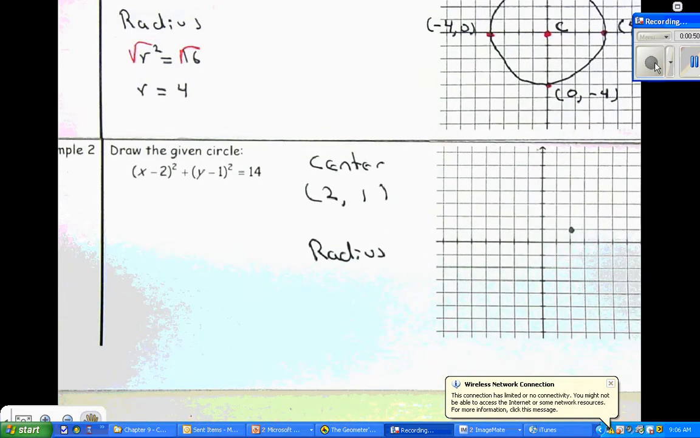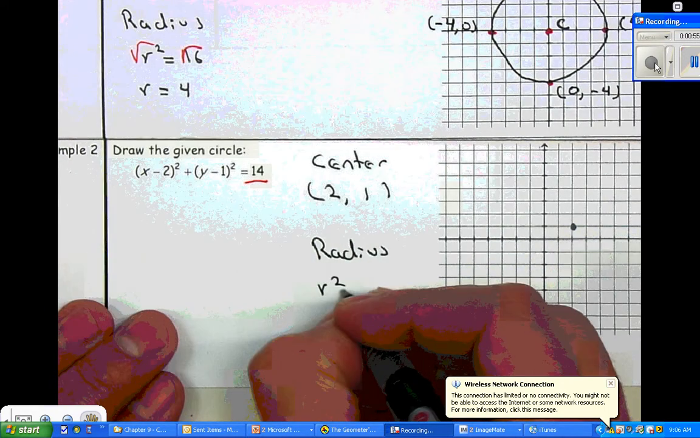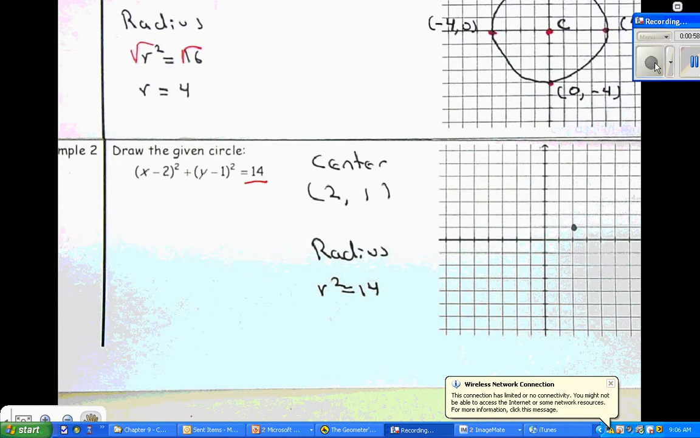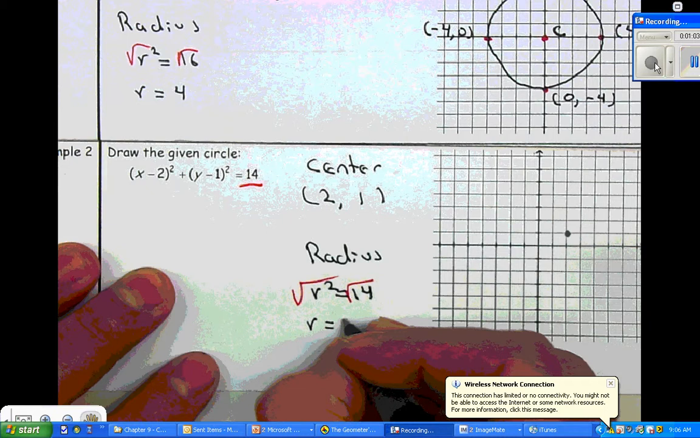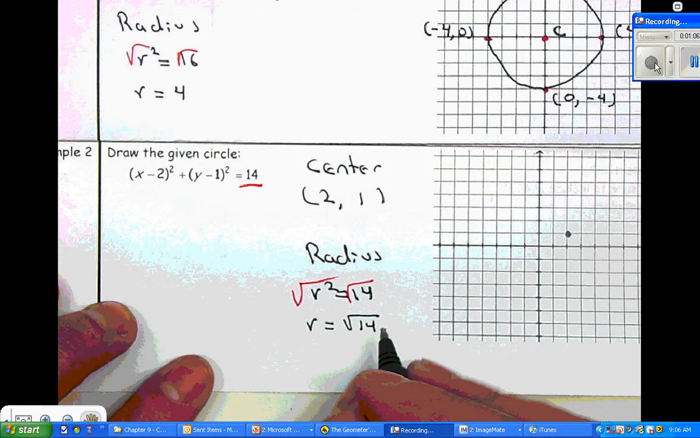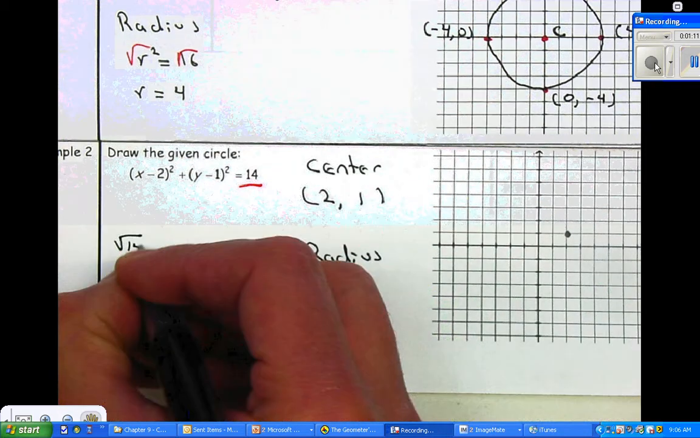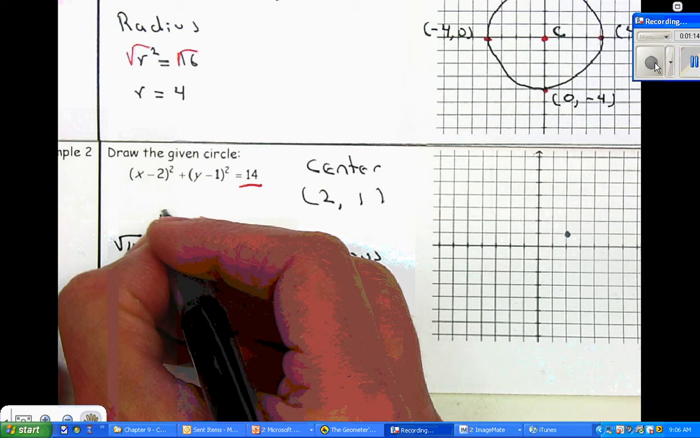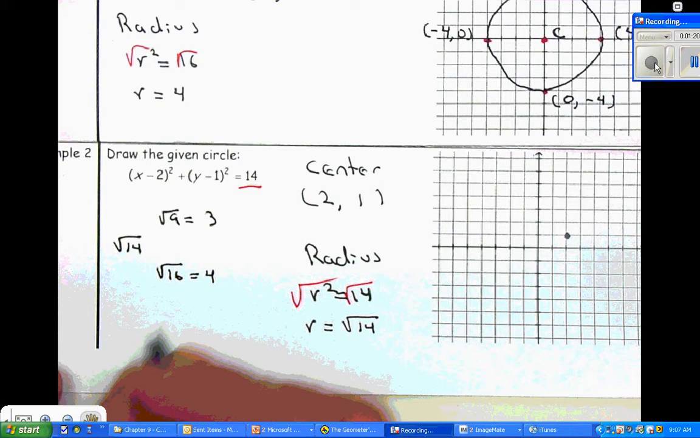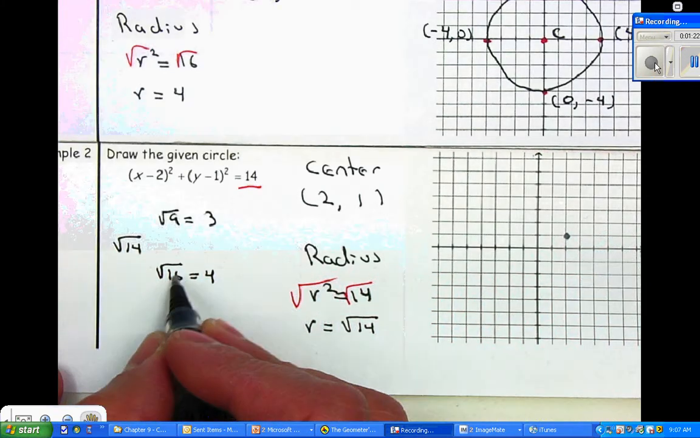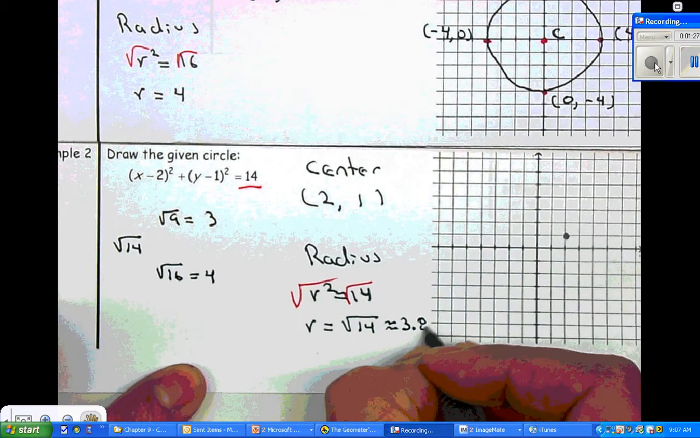Same as before, we are going to set r squared equal to 14. Now we take the square root on both sides. So r is equal to the square root of 14. To find the square root of 14, it is between the square root of 9, which is 3, and the square root of 16, which is 4. Now 14 is closer to the 4, so let's say it's about 3.8. We're just doing an estimation.